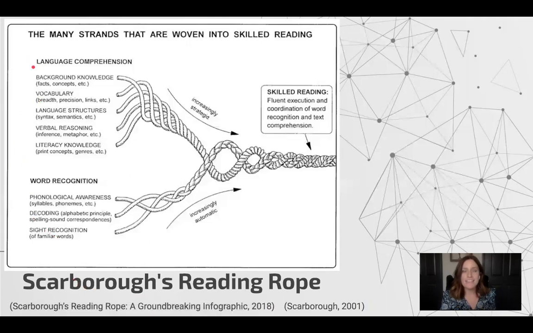Language comprehension deals with background knowledge, understanding concepts based on experience many times or through being exposed to strong teaching. Vocabulary, language structures, verbal reasoning, and understanding metaphors and similes. Literacy knowledge, which is understanding how a text is made up and different genres of text. So you'll see that these are individual strands and that over time, as they're increasingly taught strategically and practiced, they become more and more automatic and eventually they become intertwined to make one strong upper strand.